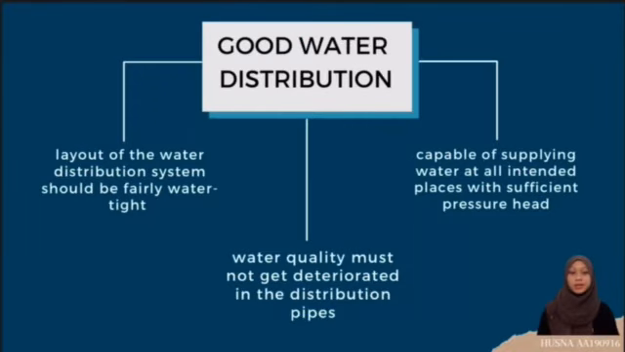In order for the system to be a good water distribution, the system should be capable of supplying at all intended places with sufficient pressure head. Next, the water quality must not get deteriorated in the distribution pipes. Besides, the layout of the water distribution system should be fairly watertight in order to keep losses due to the leakage that occurs in the pipe to the minimum.